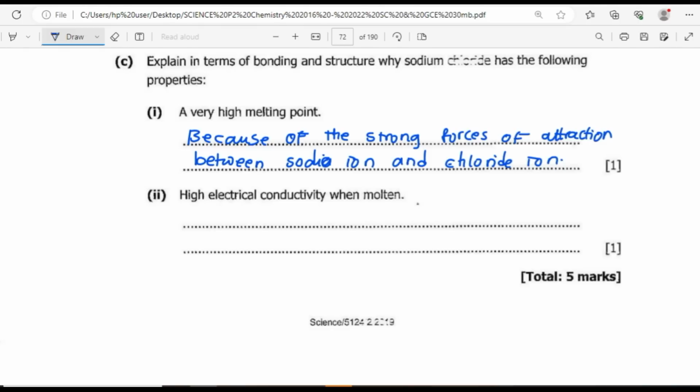Then high electrical conductivity when in molten. So we'll say because of the free movement of ions.